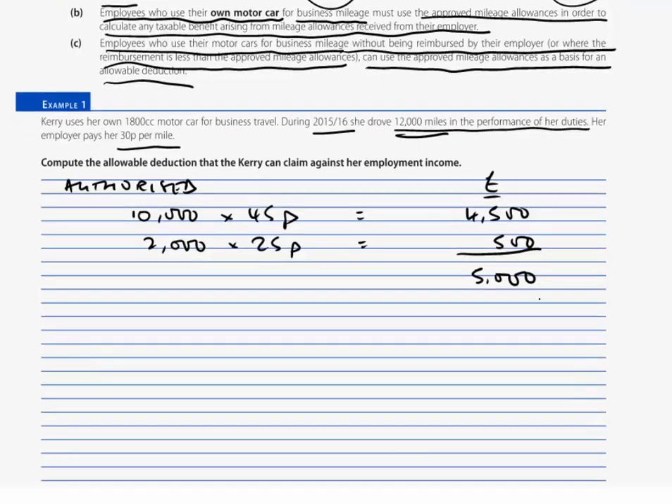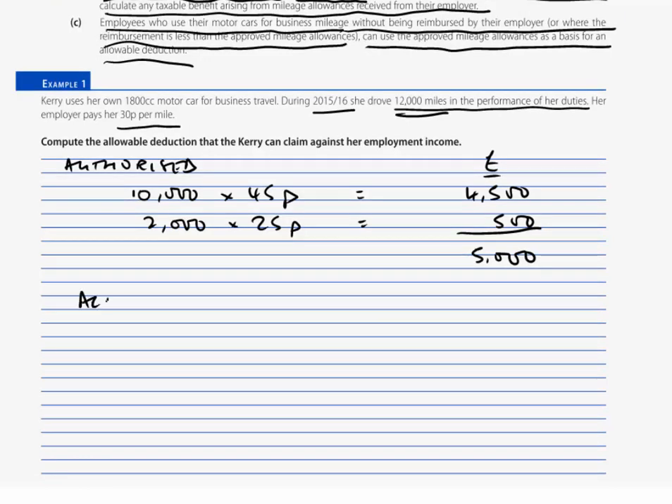Now we compare with that what the actual payments were. Now the actual was that for the 12,000 miles, business miles, that were actually driven there, she's reimbursed at a rate of 30 pence per mile. 12,000 at 30p, well that will be, what, £3,600. Take that away from your 5,000 and we have a difference of £1,400. Now what will that difference represent in relation to the employment income assessment?